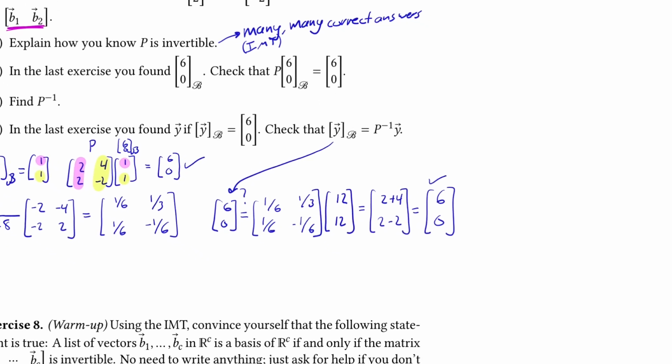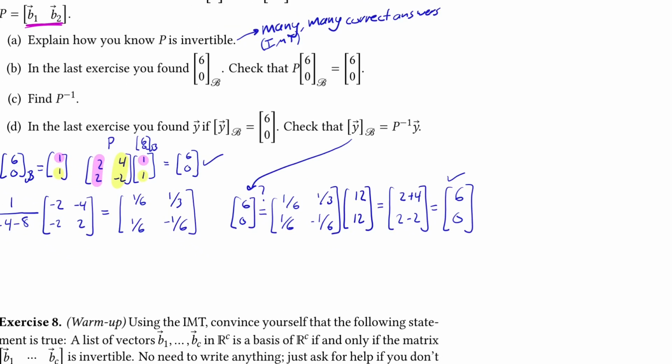And for part D, what we're checking is that the B coordinates of y, which we said here were 6, 0, right? Do we get that by doing this P inverse that we just found times the y that we found? The y that we found in the last exercise was the vector 12, 12. And yeah, when you do this, this works.